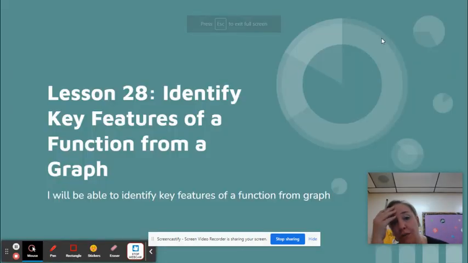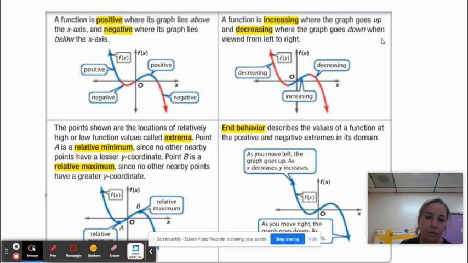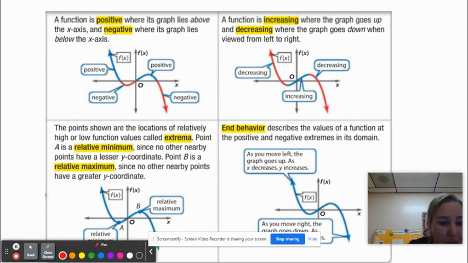Identifying key features from a graph. Okay, there's a lot on this screen. Let's talk about this first box over here. Ew, I don't like to write in red. Talk about this one here. Okay.